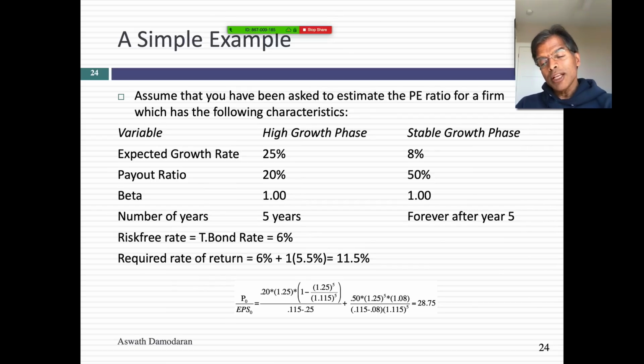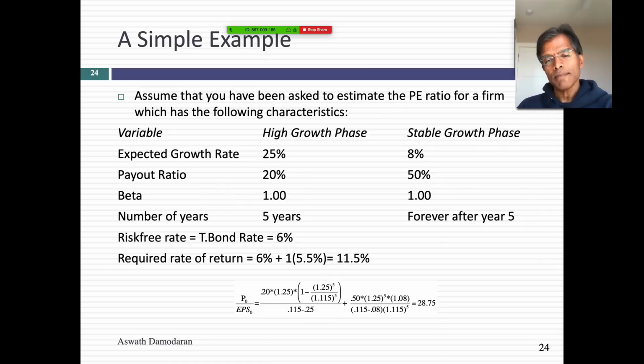So now I'm going to use that expanded version to do a very simple hypothetical example. This is a high growth company with 25% growth for the next 5 years and 8% thereafter. It's going to have a payout ratio of 20% for the next 5 years and a payout ratio of 50% after. Why higher after 5 years? Well, if your growth rate is lower, you should be able to pay out more. For simplicity, I'm going to keep the beta the same. I could have let the beta change as well.